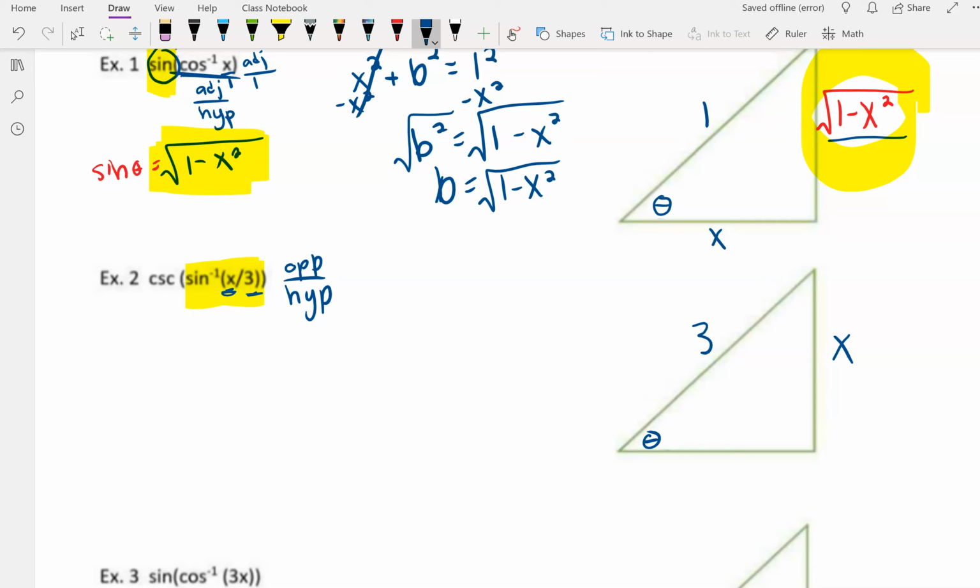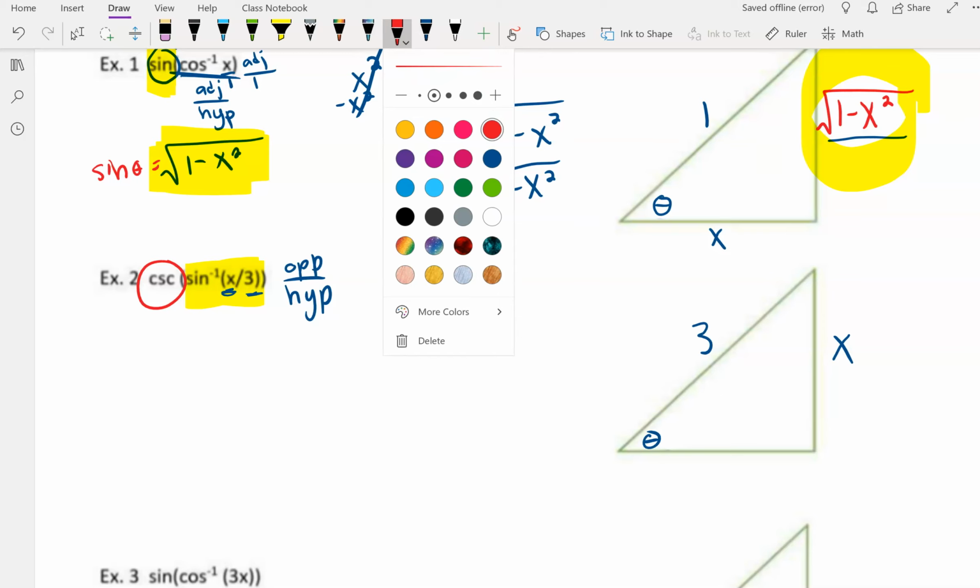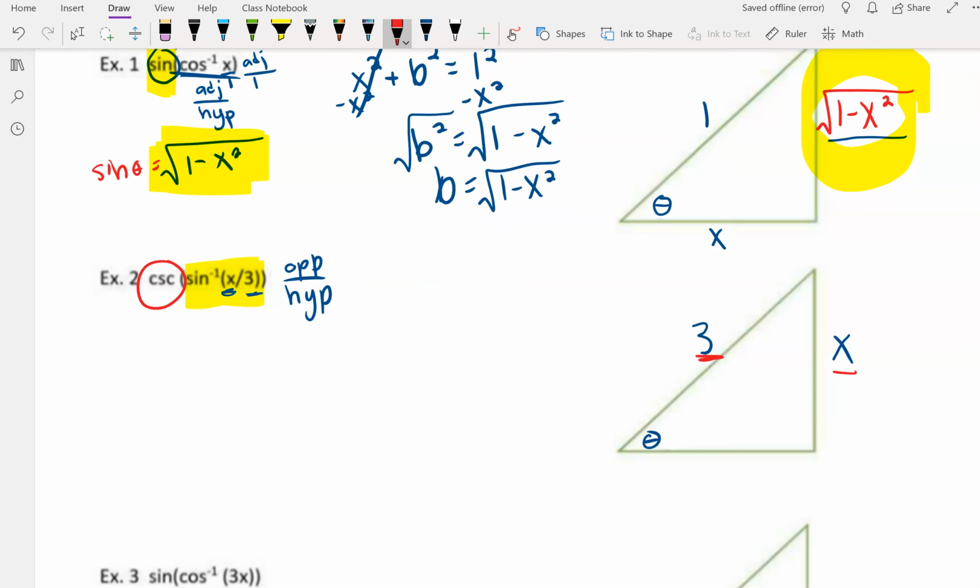And then we're supposed to be finding cosecant on this one. Now remember, cosecant is just the reciprocal of sine, so cosecant is hypotenuse over opposite. I have the hypotenuse, that's 3. I have the opposite, that's x. So I don't even need to find this other side, which is really nice. I don't need to use Pythagorean theorem. I just do that cosecant of theta is going to equal hypotenuse 3 over opposite x. And then I am good to go.